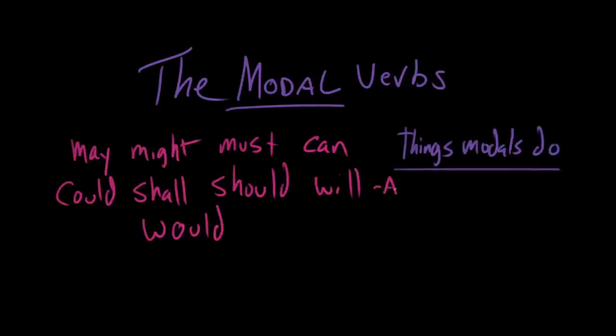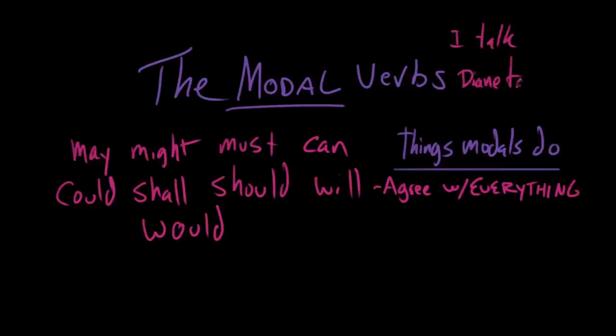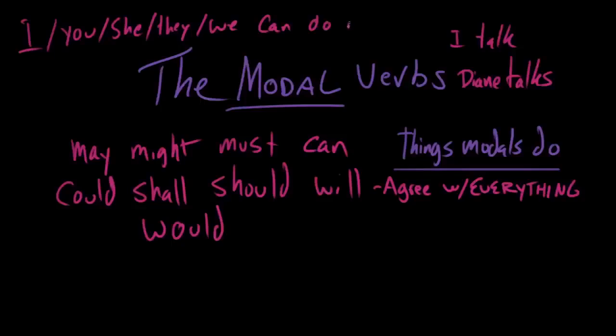Thing number one, they agree with everything. So you can take any one of these modals and you can use any subject in the world and it's not going to change, right? You take a word like talk, for instance, and you'd say, I talk, Diane talks. Right, you add the S. But any subject in any sentence is going to take the modal verb the same way. Let me show you. I can do it, you can do it, she can do it, they can do it, we can do it. It's all the same. They agree with everything.